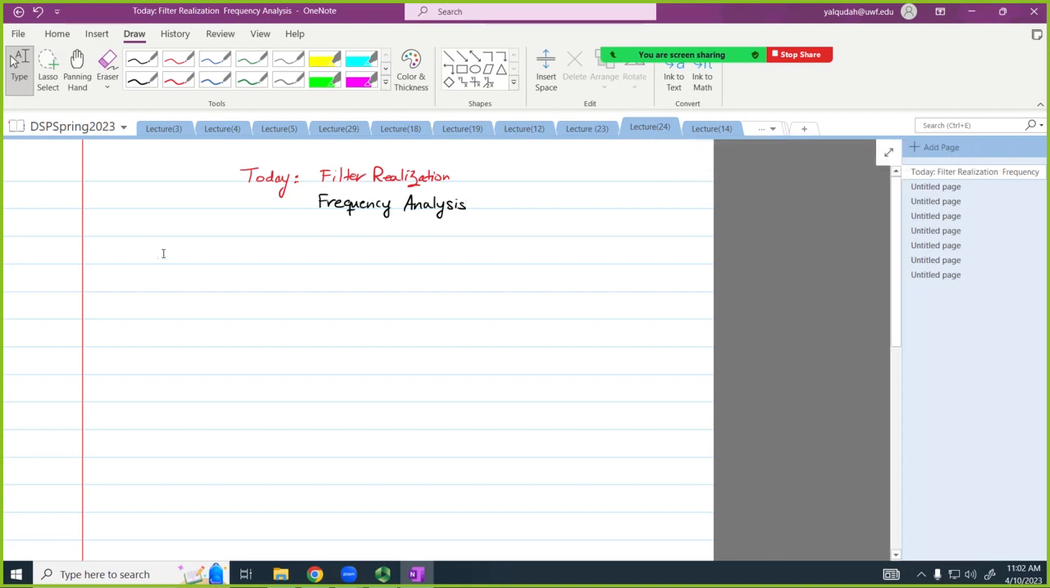So the next form that we can use to realize the filter is the cascade form. And the idea behind the cascade form is that we're going to break H(z) into the product of second order forms, and we're going to use the direct form 2 for each of the sections.